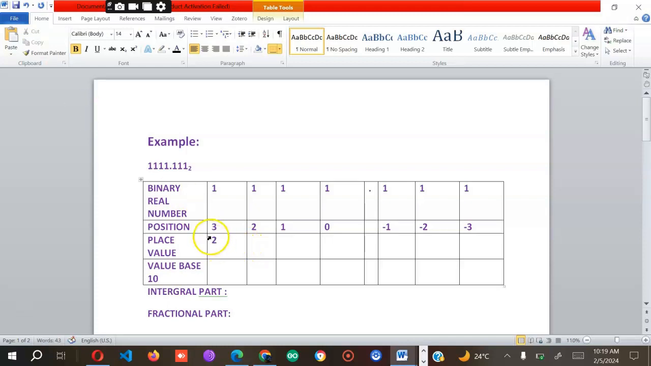Then the place value of this one is supposed to be 2 raised to power 3, while this is 2 raised to power 2, 2 raised to power 1, 2 raised to power 0. Then after the point, we have 2 raised to power negative 1, 2 raised to power negative 2, and lastly 2 raised to power negative 3. Okay, let's expand this one. 2 raised to power 3 is 8, well this one is 4 and 2, and lastly the 1. Then for this one, 2 raised to power negative 1 is supposed to give us 0.5, well this one is supposed to give us 0.25, and the last part 0.125.